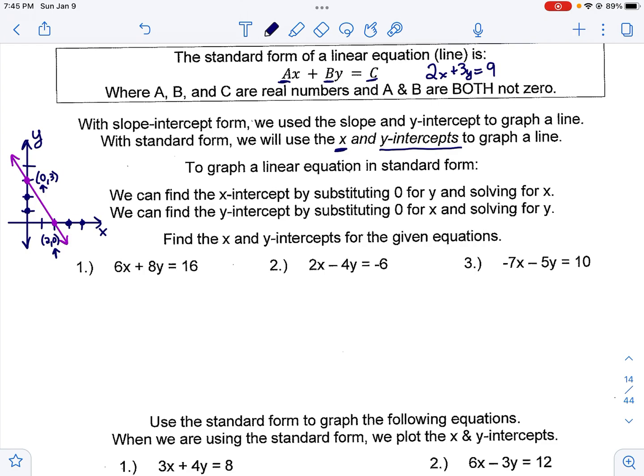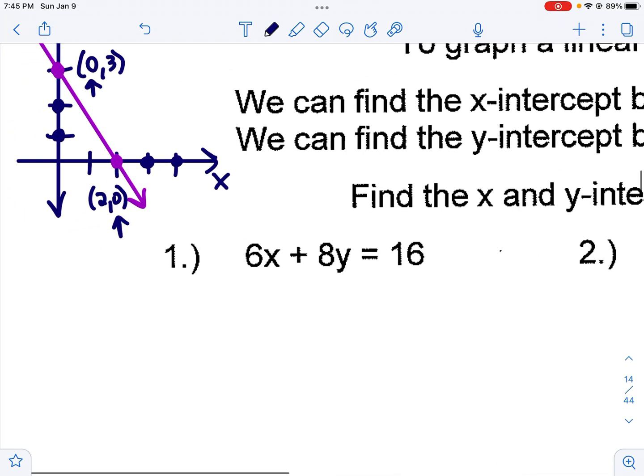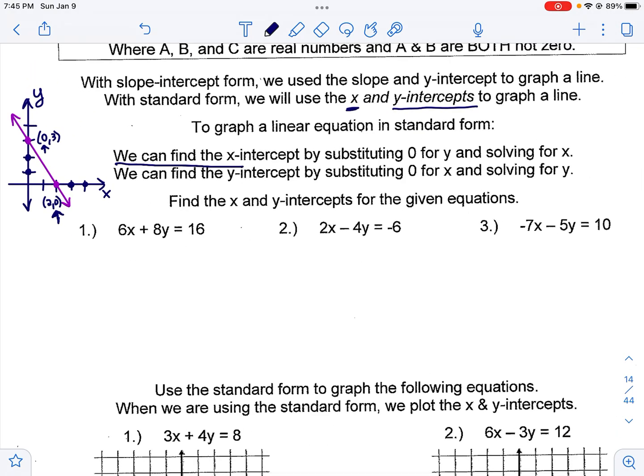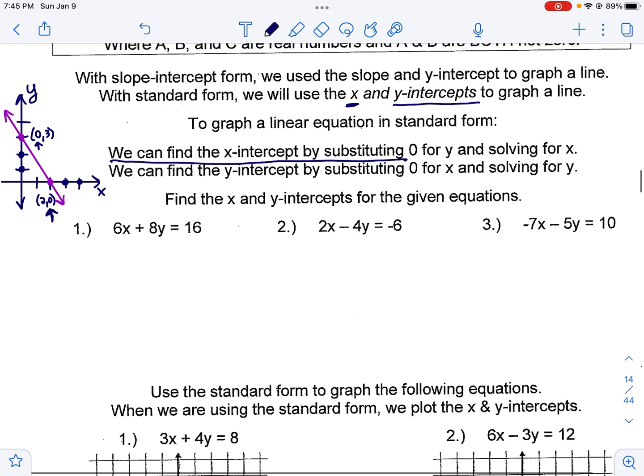That information is important to recognize because we can also use it to find the x-intercept. If we know every x-intercept has a y value that equals 0, we can find the x-intercept by substituting in 0 for y, and then solving to find the x value. So let's try that down here in number 1. Again, we know the y value is going to be 0 to find the x-intercept. I'm going to write down for myself.